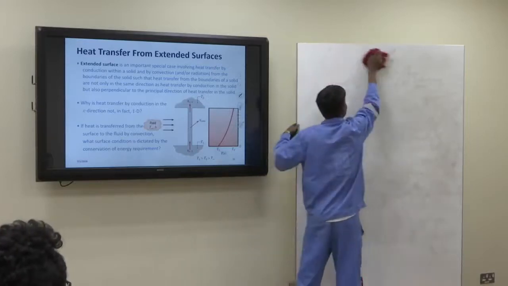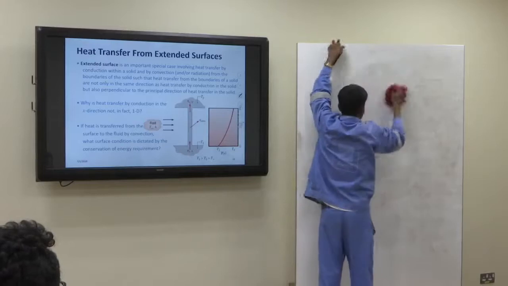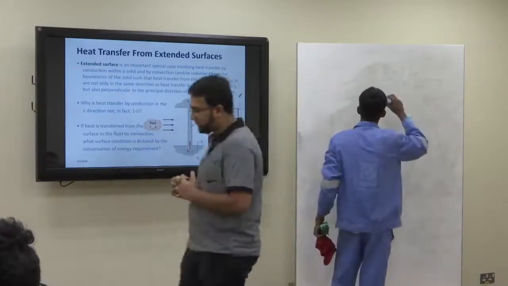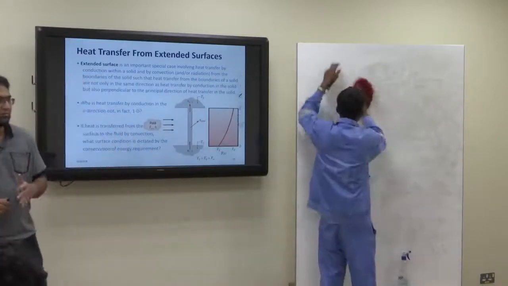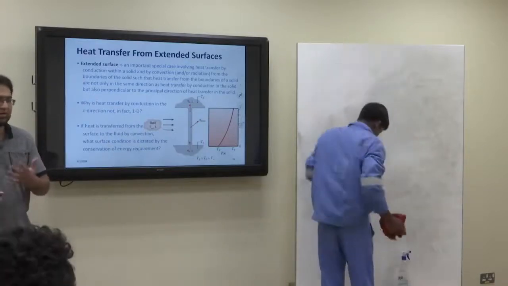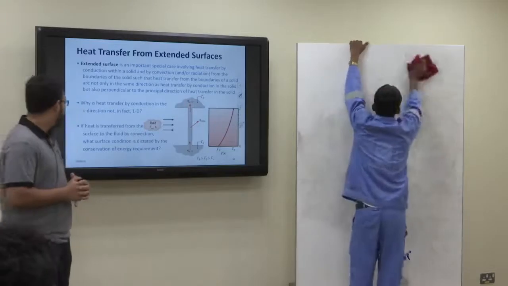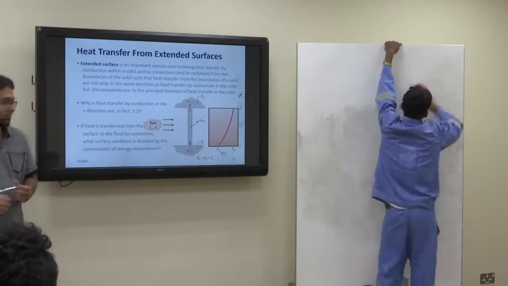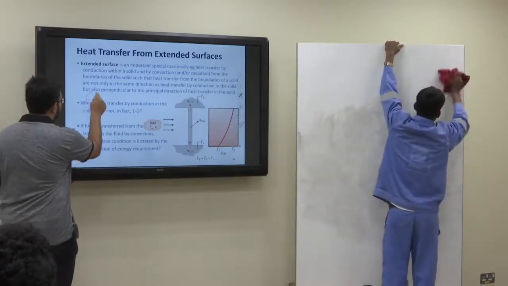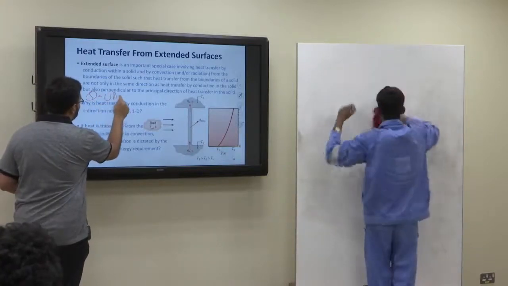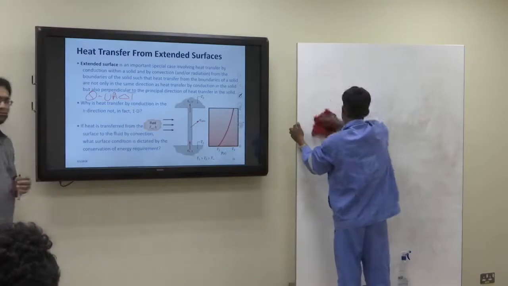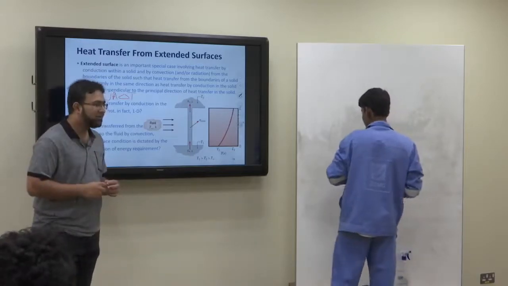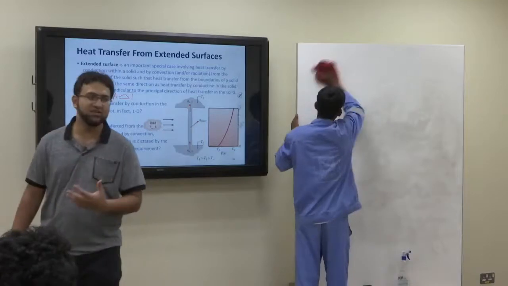The next stage is heat transfer from extended surfaces. Now, in heat transfer from extended surfaces, first you need to understand the basic idea behind it. Why are we doing it? What is the need for an extended surface? You know that the formula for heat transfer is Q equals U A delta T. This is the formula for overall heat transfer. Now, in many applications, we want to increase the heat transfer.